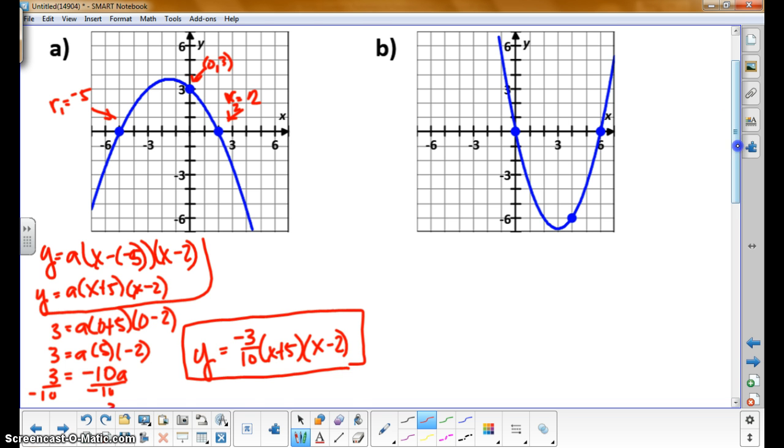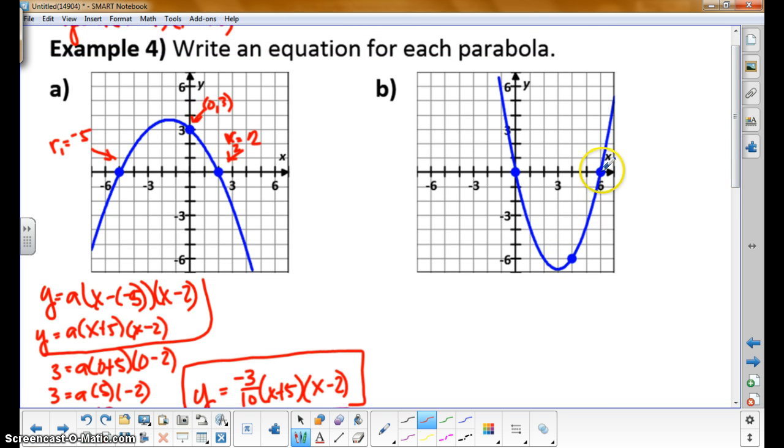Okay, let's work another example. So what do we observe? We observe our two roots. That one is at x is equal to 0. That one is at x is equal to 6. And we have a third point. We can't use the y-intercept because it's one of the roots, so we're given another third point. We can read the coordinates of that point: x is equal to 4, y is equal to -6.